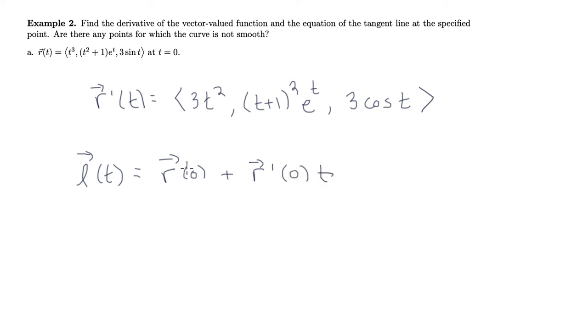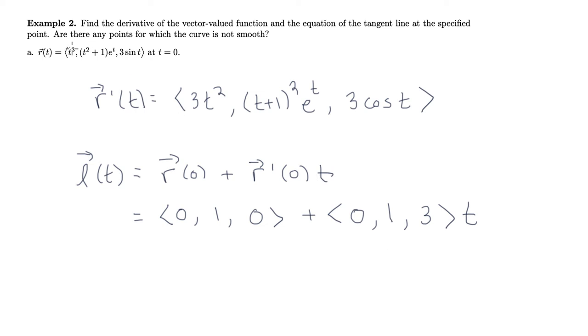So this is a point on the line at t equals 0, and then this is a vector in the direction of the line. So this is going to be r of 0, which will be 0, 1, plus r prime of 0, again 1, 3, times t. Okay, and there's the equation of the line, tangent to the curve at that point.